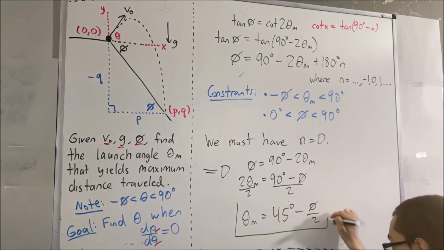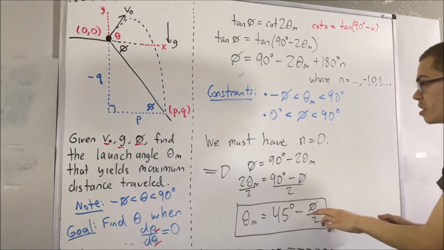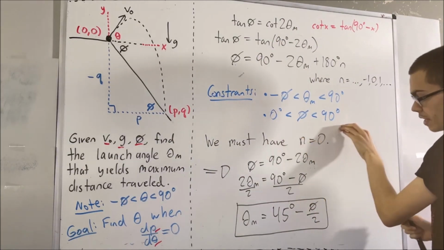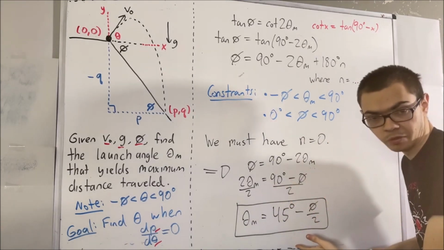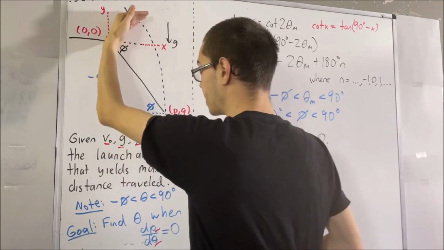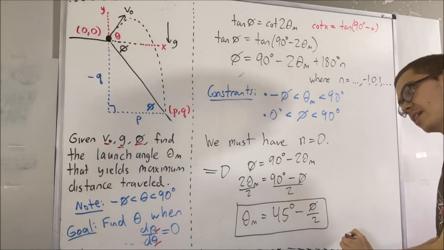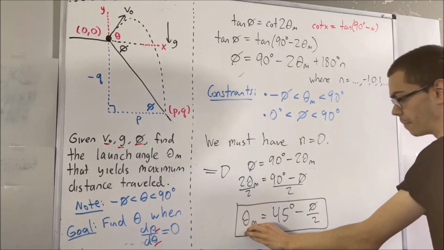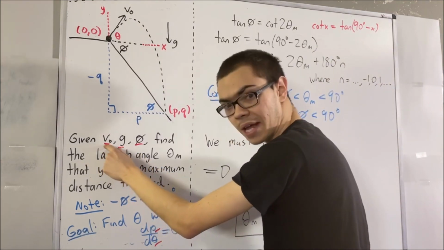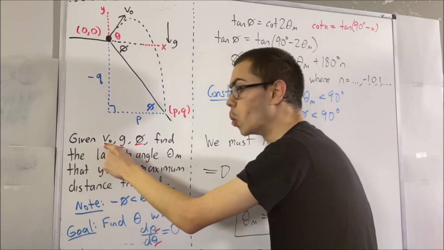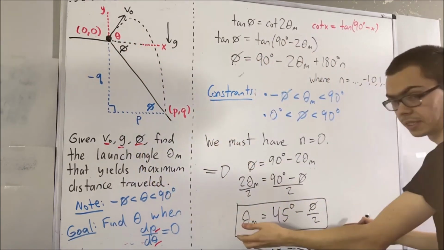So this is the launch angle that yields maximum displacement. And notice, because phi varies between 0 degrees and 90 degrees, theta m must vary between 0 degrees and 45 degrees. So the launch angle that yields maximum distance is in fact a positive launch angle. But another thing that's interesting about this is that this launch angle, theta m, does not depend on the speed at which we kick the ball, nor does it depend on the acceleration due to gravity. It only depends on the angle of the hill. And so it's really interesting that we have that result.